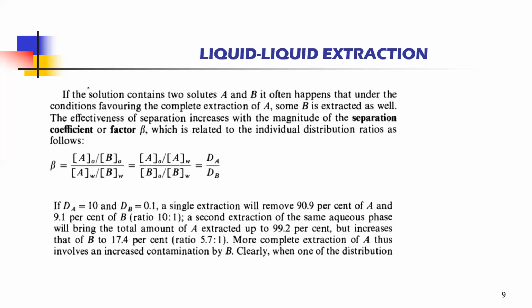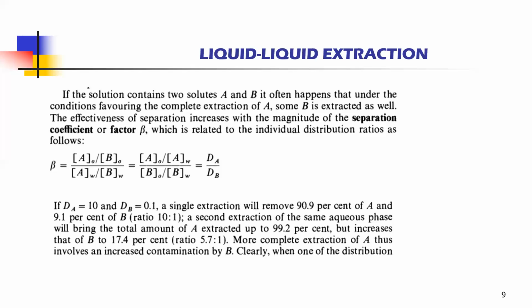Suppose, for example, the distribution coefficient of A, DA, is 10 and the distribution coefficient of B is 0.1. So a single extraction will remove 90.9% of A and 9.1% of B. That is the ratio 10:1. This ratio indicates beta, the separation coefficient, and how well A is separated from B. So in one extraction, we had 90.9% of A extracted into the organic layer as compared to 9.1% of B. If we continue the extraction with another aliquot, a second extraction of the same aqueous phase will bring the total amount of A extracted up to 99.2%.